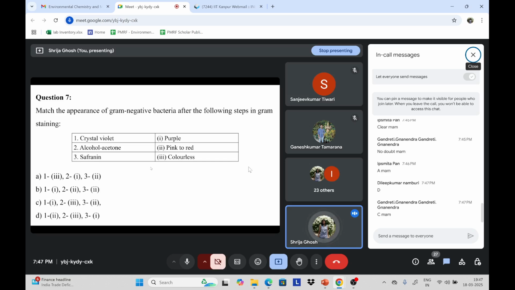We have one more answer, option C. After crystal violet, it would be purple. After alcohol acetone, it would be colorless. After safranin, it would be pink. That seems to be the correct answer, option C.